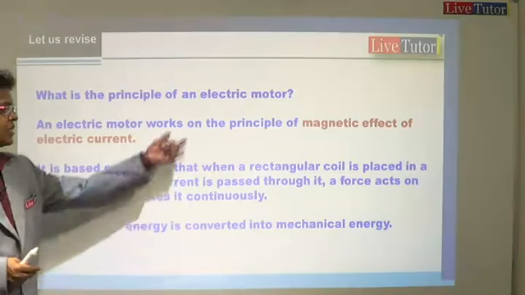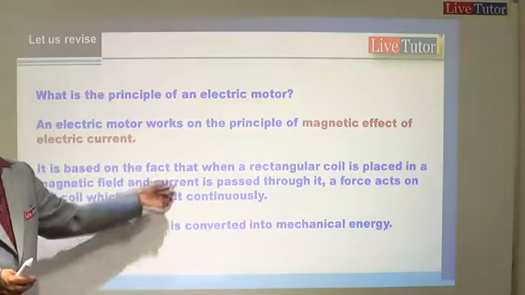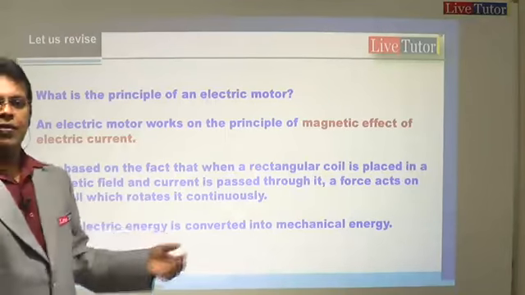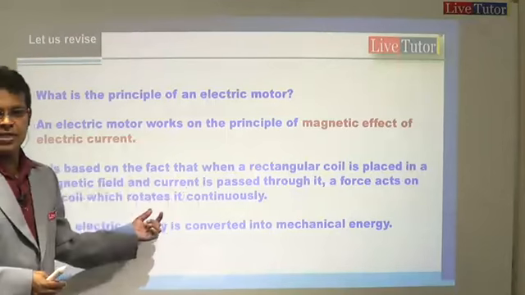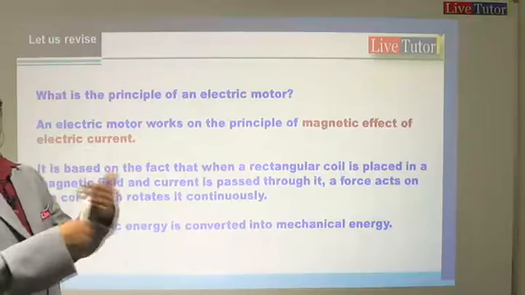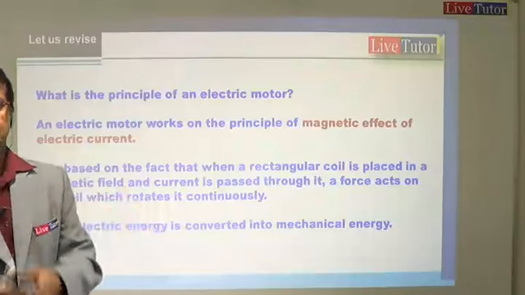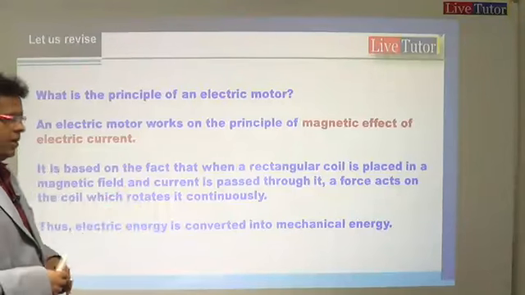So that is an extension of the previous one. When a current carrying rectangular coil is placed in the magnetic field, a force acts on the coil which makes it rotate continuously. This way you can put it in any different way without changing the meaning. Am I clear?